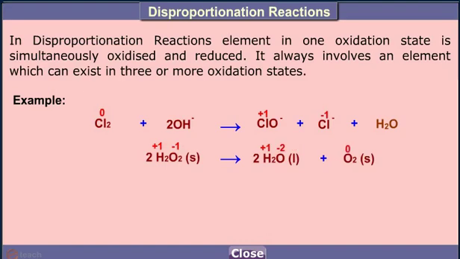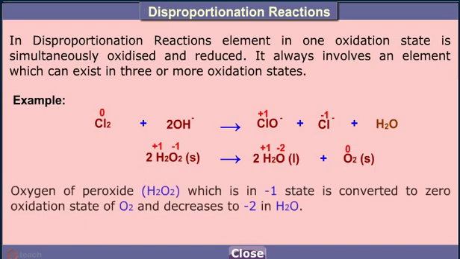2H2O2 gives 2H2O liquid and O2. Oxygen of peroxide H2O2, which is in the -1 state, is converted to the 0 oxidation state in O2 and decreases to -2 in H2O.